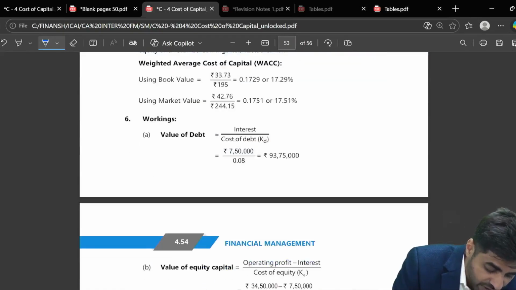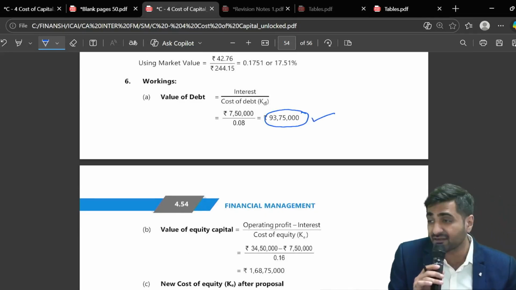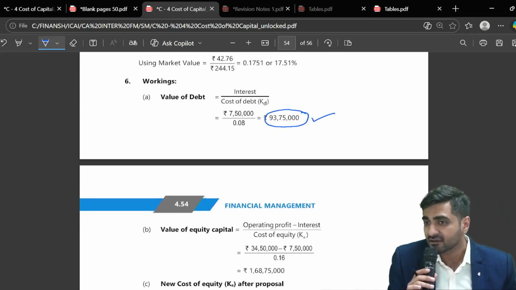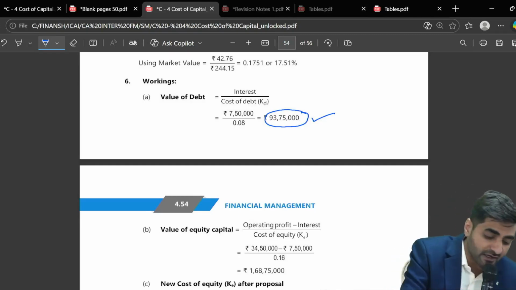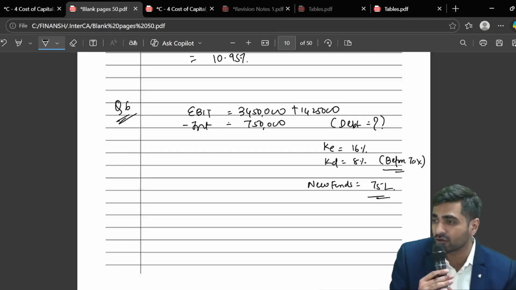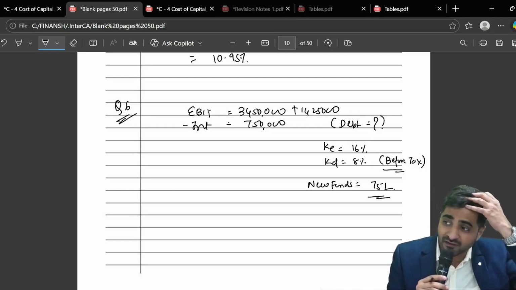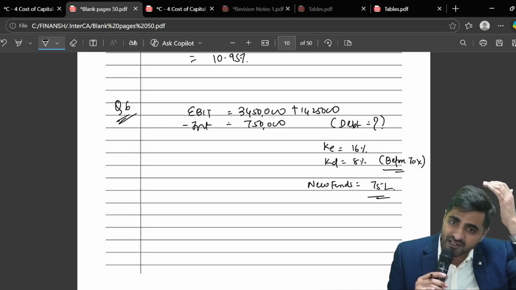So in this particular case, first we will get the amount of debt. How much is the amount of debt, beta? 93 lakh 75,000 existing debt. Okay, so this cost of debt, now we have to consider this as before tax cost of debt. And anyway, there is no tax rate given to you. They have told you there is no tax. So that's why can I say whatever is your cost of debt, that itself is nothing but your rate of interest? Yes or no?